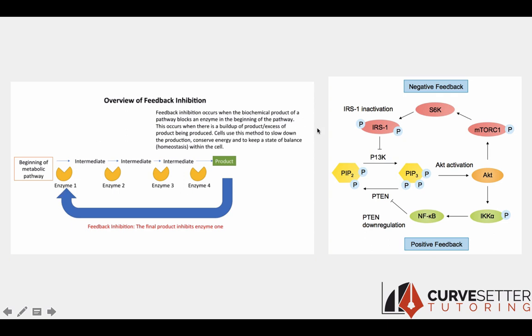So I wanted to show this diagram here, which is a little more complicated way of looking at negative and positive feedback, but it's the type of diagram that you definitely see on the MCAT.